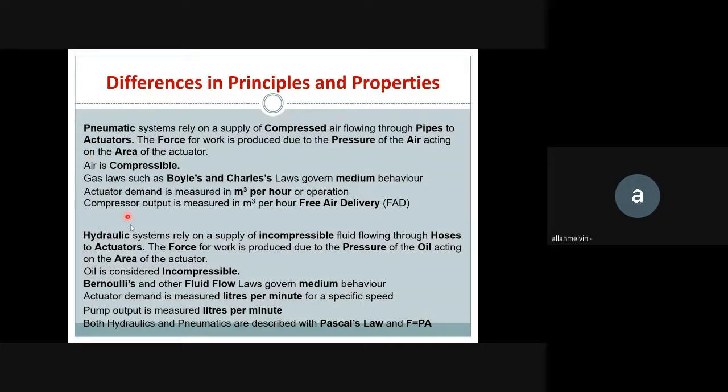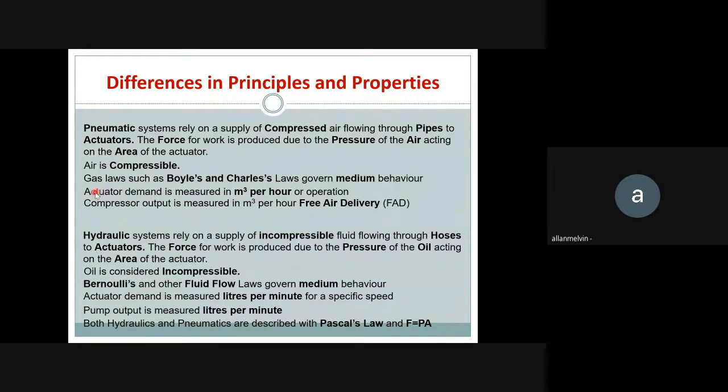Okay, the comparison. And pneumatic using gas laws such as Boyle's and Charles' law. Okay, so Boyle's and Charles' law. So it's utilizing volume. Yani yang you belajar dekat thermofluid. Okay, so here we just apply it. Okay, and for hydraulic we are using Bernoulli's and flow law. We learn in thermofluid also. Okay, so laws pun different. Pneumatic more kepada gas, hydraulic more kepada liquid.